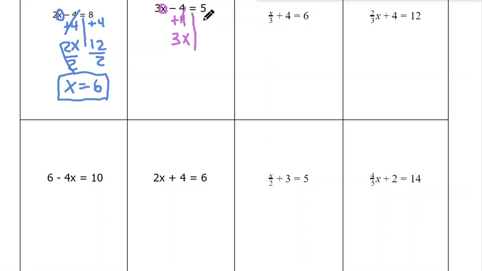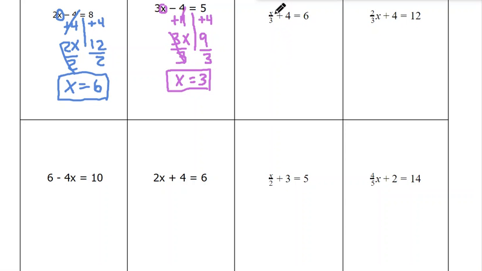Whatever I do to one side of my equation, I have to do to the other side. 5 plus 4 will give me 9. There we go. So now I have 3x equals 9. I have to get rid of this 3. A number next to a variable means multiply, so I'm going to divide by 3 to cancel those out and leave me with x. Then I have to do the same thing to the other side. 9 divided by 3 gives me 3. So my final answer is x equals 3.